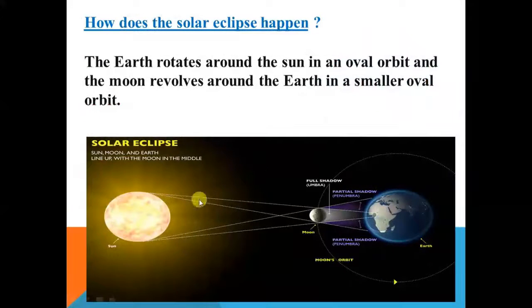Okay, that's the occurrence of the solar eclipse. Sunlight can't reach the Earth's surface due to the presence of the moon between the sun and the earth, and that happens due to the rotation of the earth around the sun in an oval orbit. What is the oval orbit? That's the orbit or the path that the earth rotates in around the sun. At the same time, the moon rotates around the earth in a small oval orbit. And this phenomenon occurs during the morning. Okay?